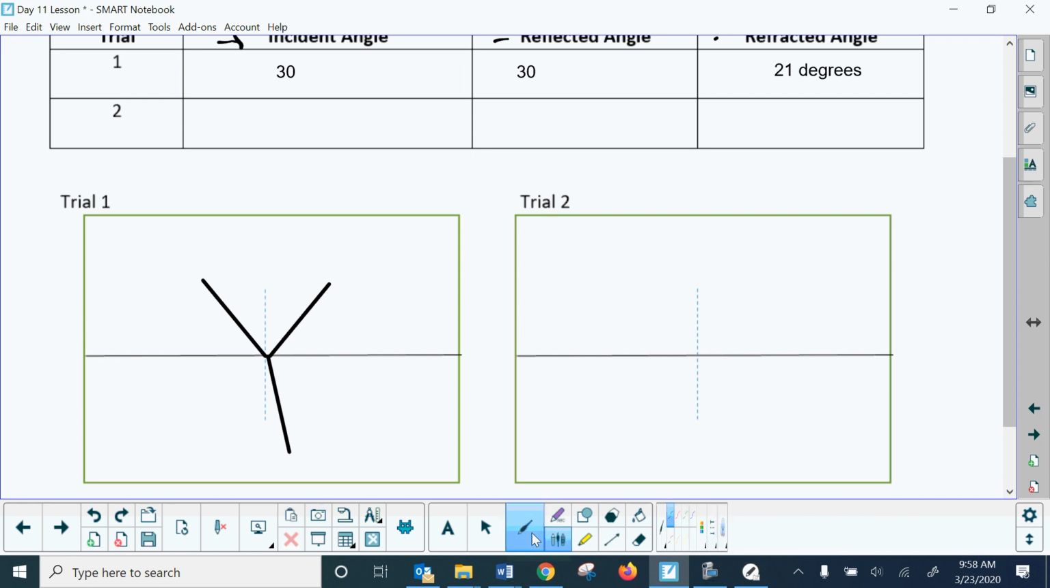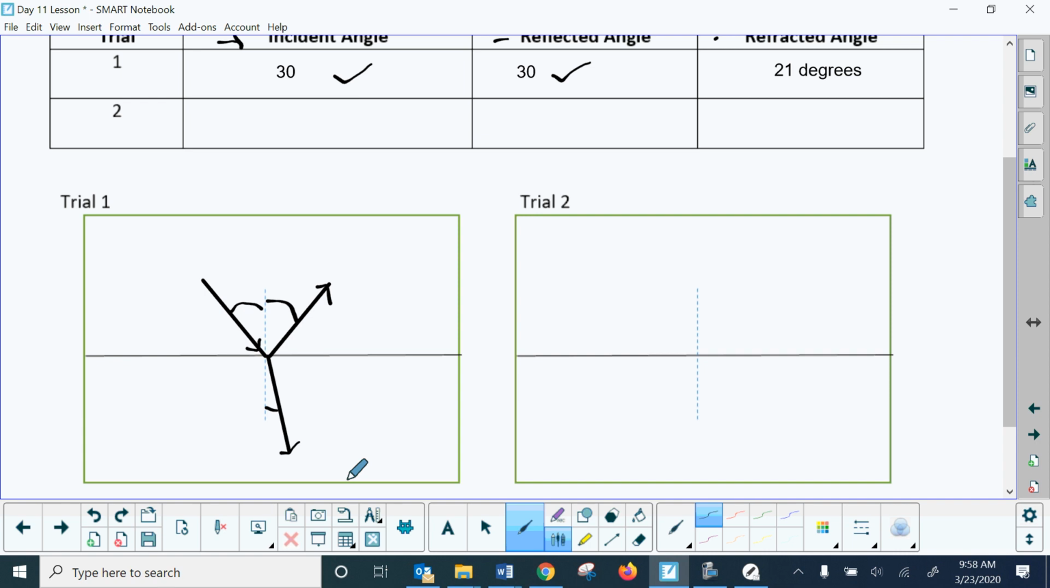So again, all of these angles are measured from the normal. So this dotted blue line is the normal, this horizontal line is the boundary. So it's basically the picture that you have on the screen. That angle is the angle of incidence. This angle here, which would be the same amount, is the reflected angle. And then the refracted angle, this angle here, is the 21 degrees. So that's what I'm looking for in a picture. You can draw little arrows to indicate which way those different beams are moving to make it a little clearer.